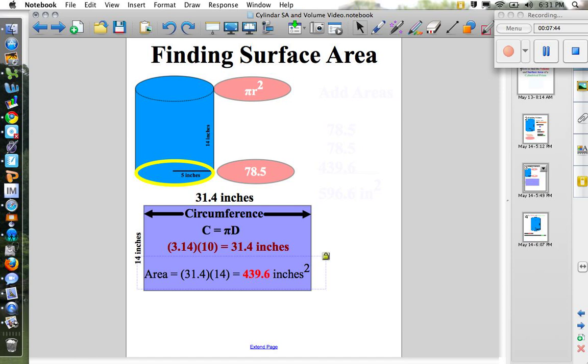Now, we need to take all three sides. We've got the area of these two circles, and both circles are 78.5. And we take the 78.5s, both of those. We take the area of the rectangle of 439.6. We add all three together to get the total surface area of 596.6 inches squared. Now, Mr. Anderson's going to give you a few moments here to write down the notes and ask questions on this.